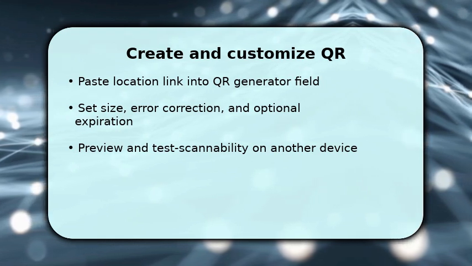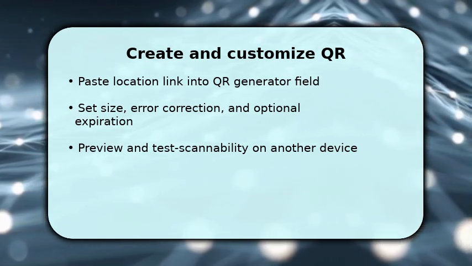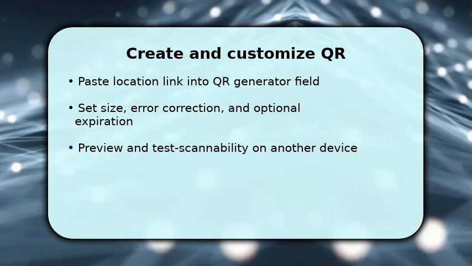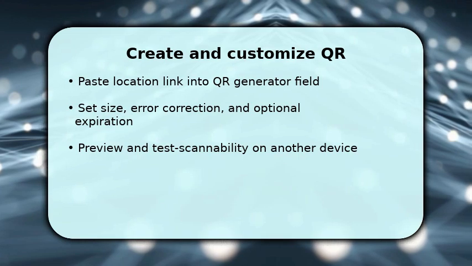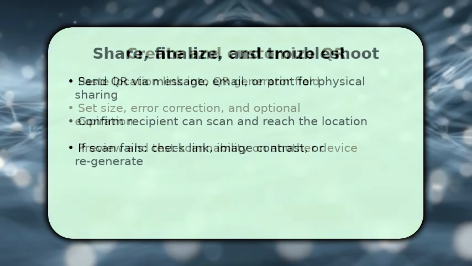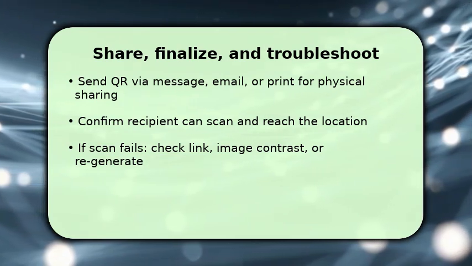Then test by scanning with a different phone to verify it opens the right map and initiates navigation if that's intended. If it fails, adjust contrast or size and you're ready to distribute the QR. Attach the image to chat, embed it in email, or print it on signs.